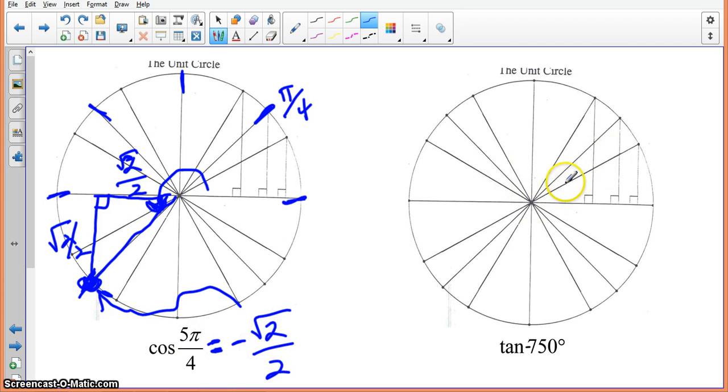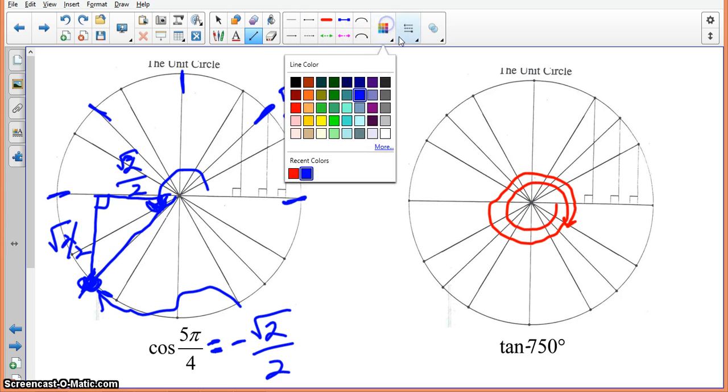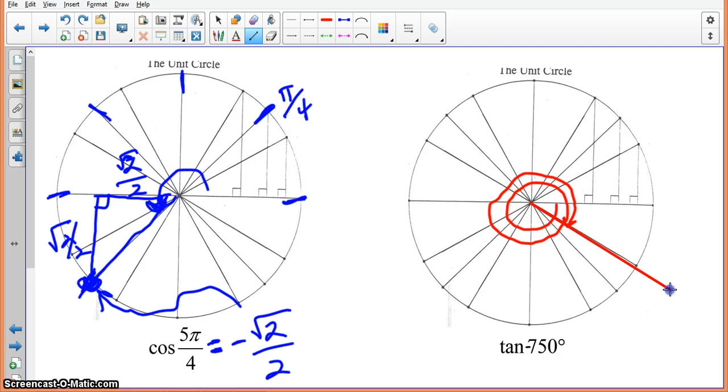Alright. Tangent of negative 750. So that means we got to go, and I'll change colors to designate the fact that it's negative, we got to run once, twice, that's 720, and another 30 degrees. So here we go. We are at negative 750. And let me back that up here. Negative 750. This guy right here.